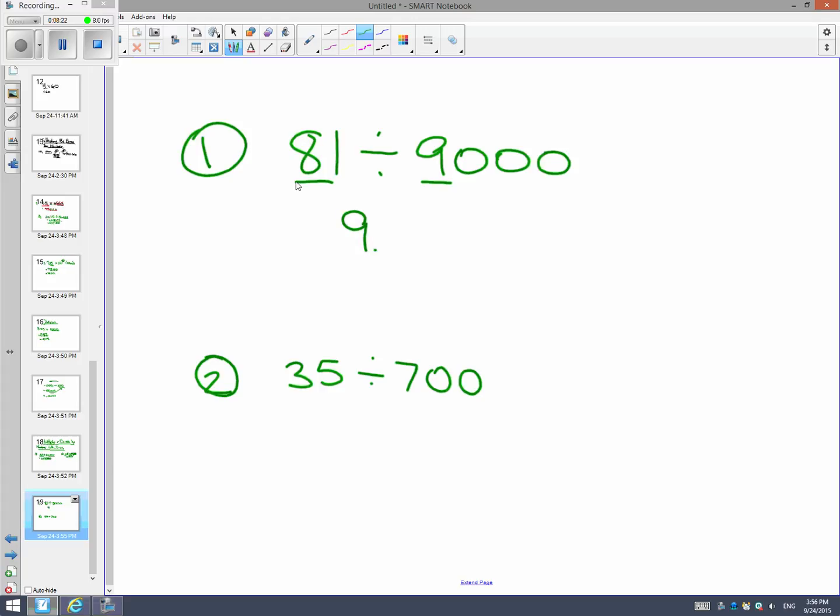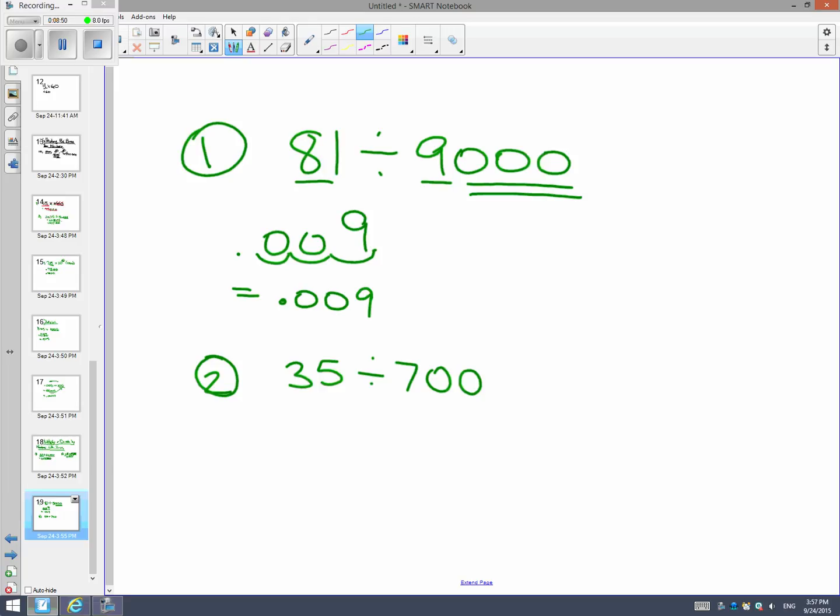Here's my decimal place in that answer. But I'm dividing and I have 3 zeros still left over there to deal with. Remember, when we're dividing, we're going to move that 3 places to the left and fill in everything with zeros. So my answer of 81 divided by 9,000 would be 0.009.